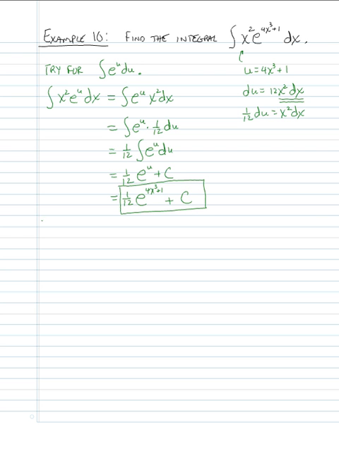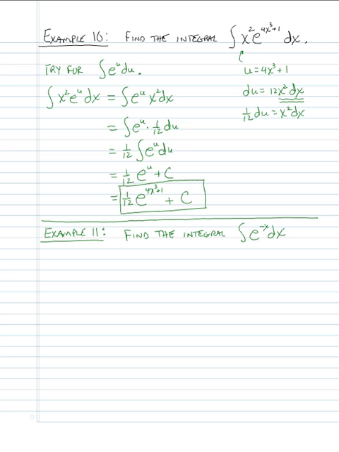Now let's do one more example with e to a power. This is one we have to be careful with, because if we get in a hurry and don't work at it, we think we can do it really quickly. It takes a bit of work, not very much. Find the integral of e to the negative x with respect to x.